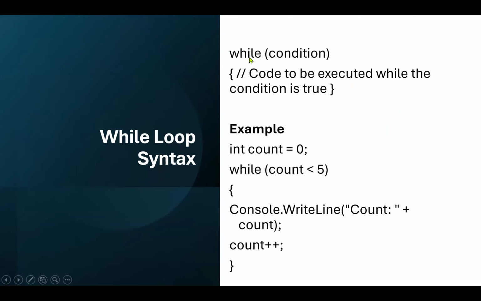The condition, you can see the condition is always coming first. So the condition is while count is less than 5. For example, the initialization is at 0, and Console.WriteLine(count); count++ is the block of code. So if this condition is true, it's going to execute this block of code, and it will keep executing this block of code until count is no longer less than 5. That's when it's going to exit.